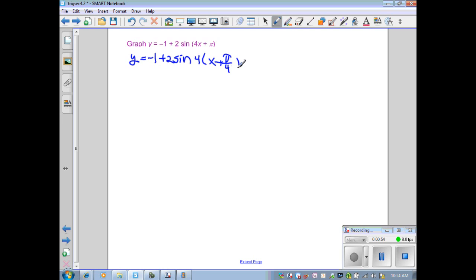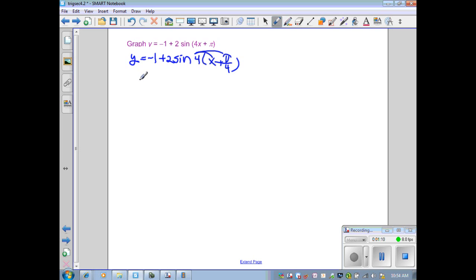Recall I can distribute to check my solution. 4 times x is going to give me 4x, and 4 times pi over 4 gives me pi. So this is correct. Now I can follow the same process as I have in the previous examples.